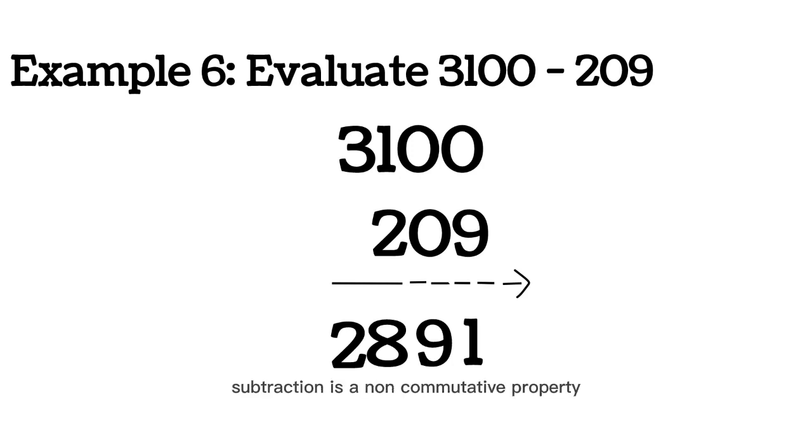Subtraction is a non-commutative property. That is something you should take note of, because 7 minus 5 is not the same thing as 5 minus 7. The difference in their positions will change everything.